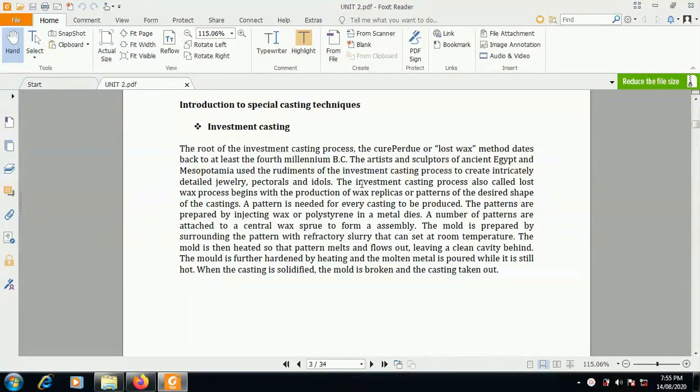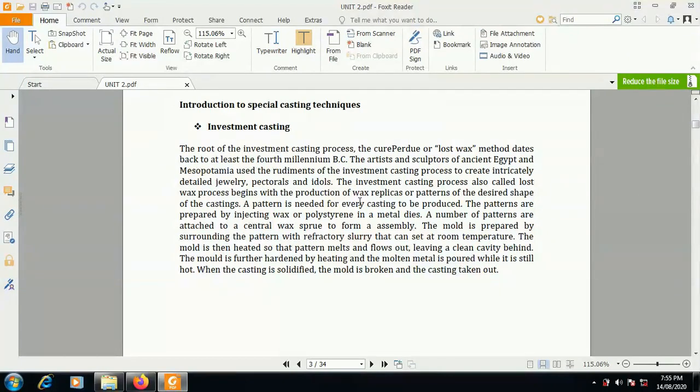In ancient Egypt, this process was used in the manufacturing of jewelry, pectorals, and idols, items where maximum accuracy and surface finish were expected. This investment casting process is also called the lost wax process because we are using wax as the pattern material in this process, and some of the wax is lost in the form of vaporization during the process. That's why it is also called the lost wax process.